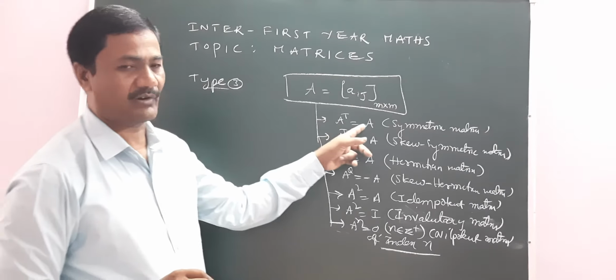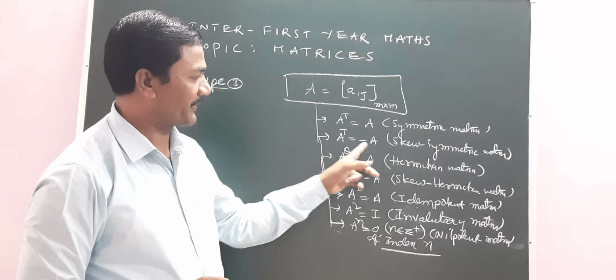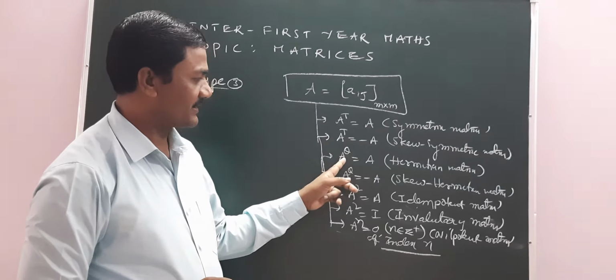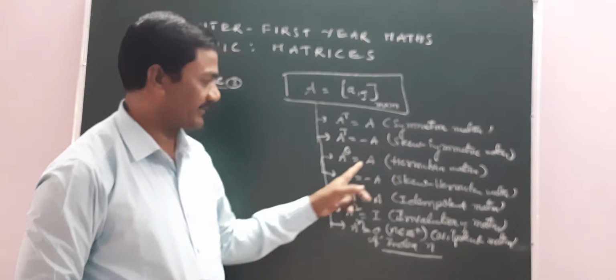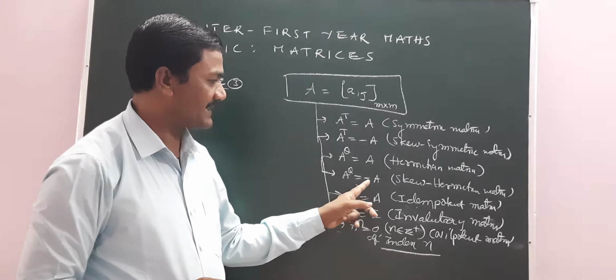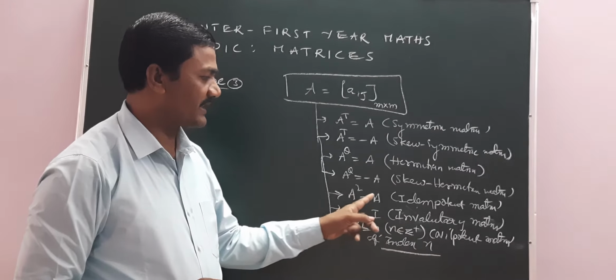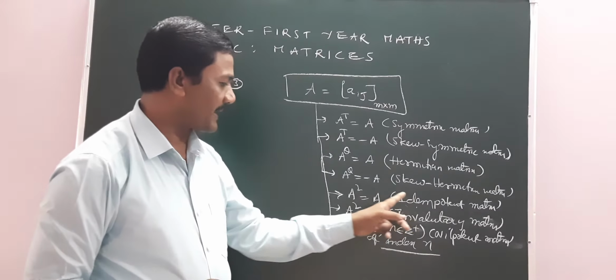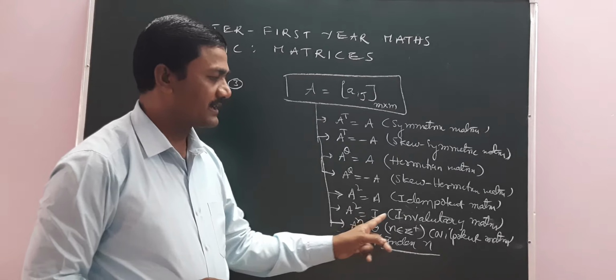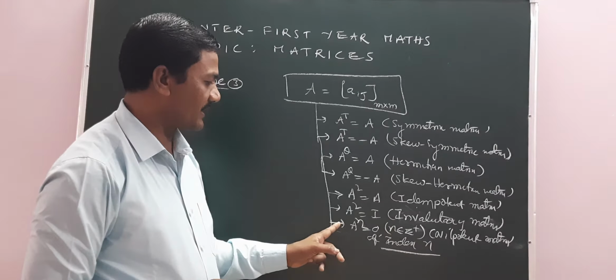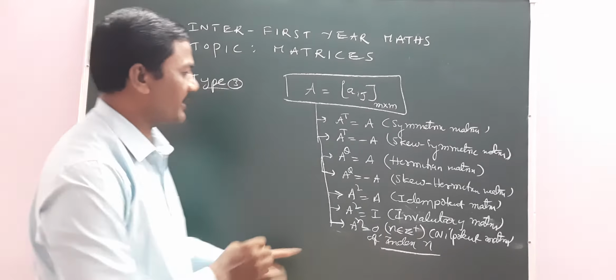A power T is equal to A: symmetric matrix. A power T is equal to minus A: skew symmetric matrix. A power theta is equal to A: Hermitian matrix. A power theta is equal to minus A: skew Hermitian matrix. A square is equal to A is an idempotent matrix. A square is equal to I is an involutory matrix. A power n is equal to 0 is a nilpotent matrix.